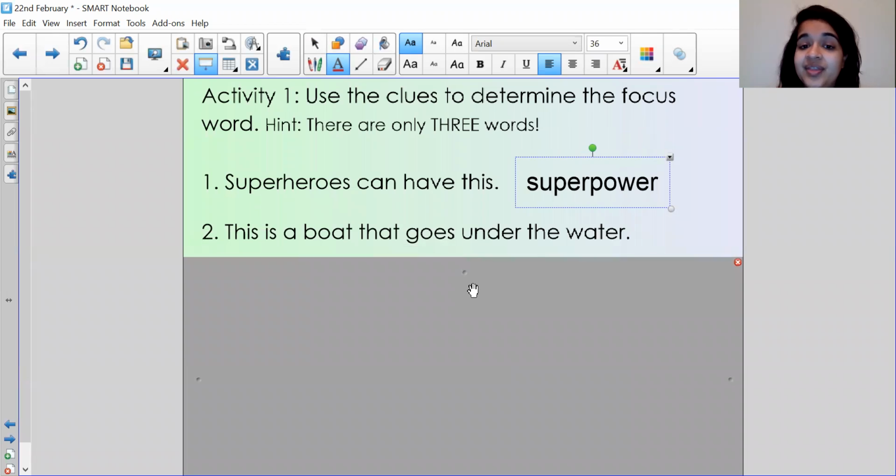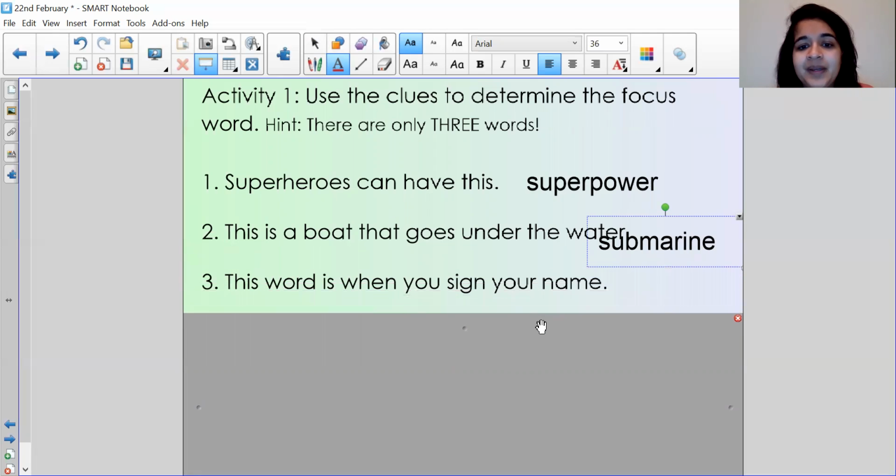Number 2, this is a boat that goes underwater. So under means sub, okay? Below means sub. So which word do you think is a boat that goes under the water? Well, it is a submarine, okay? So a boat that goes underwater, well done if you got it. It is a submarine, okay? So that was clue number 2.